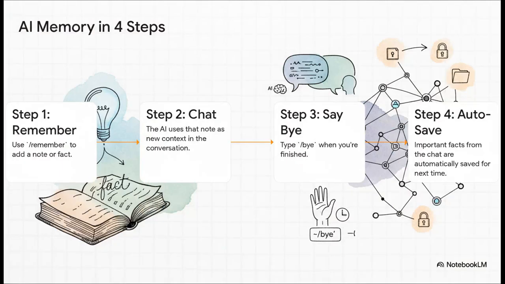Okay, this memory function is seriously smart. You can literally just tell the AI, "remember this thing," and it will. But it gets better. When you finish a chat session, it automatically figures out the important stuff from your conversation and saves it for next time. It's like having an assistant that actually pays attention and gets smarter about your projects over time.